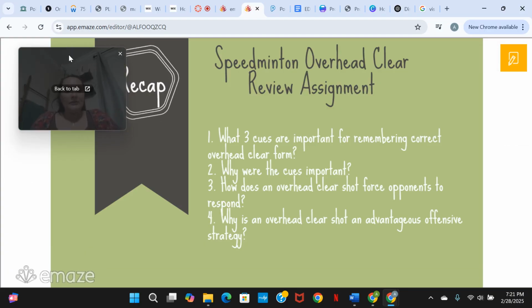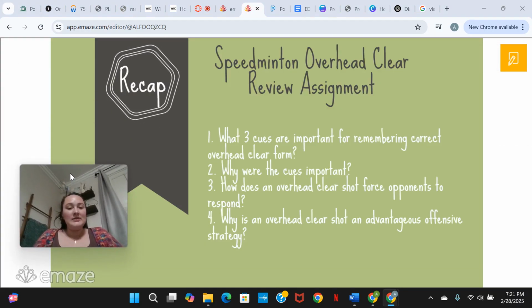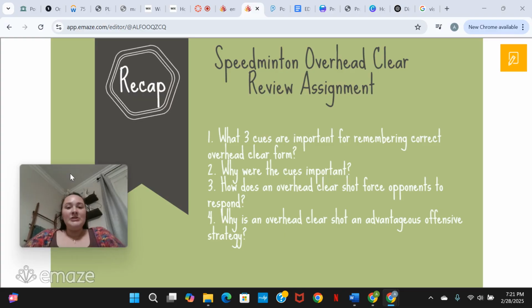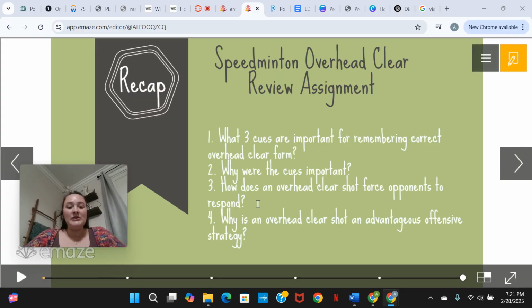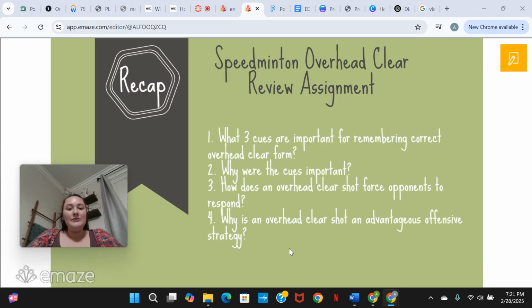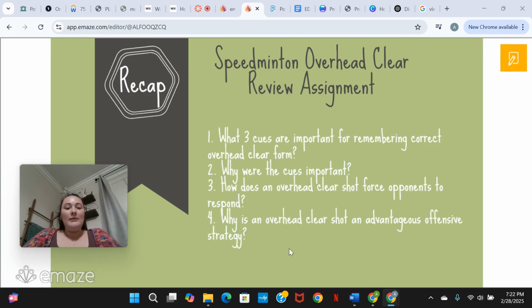And then as a last little recap, this is going to be your recap assignment. So we have 4 questions here. These questions are, number 1, what 3 cues are important for remembering correct overhead clear form? We talked about that on slide 2. Number 2, why were the cues important? Also talked about on slide 2. Number 3, how does an overhead clear shot force opponents to respond? And number 4, why is an overhead clear shot an advantageous offensive strategy?